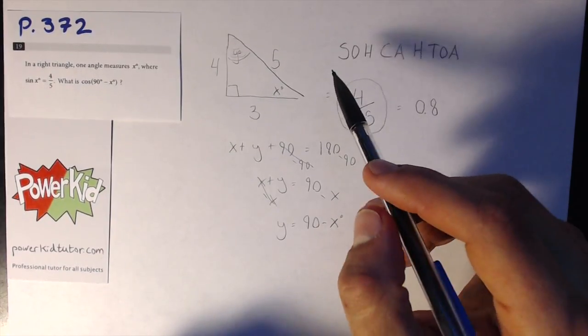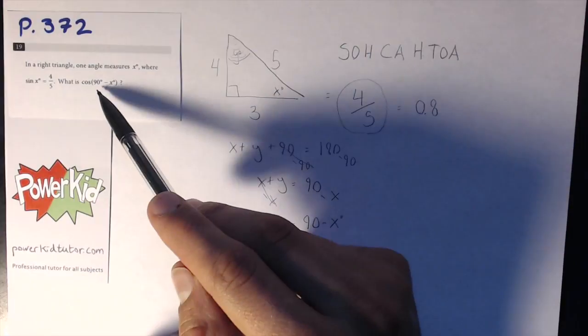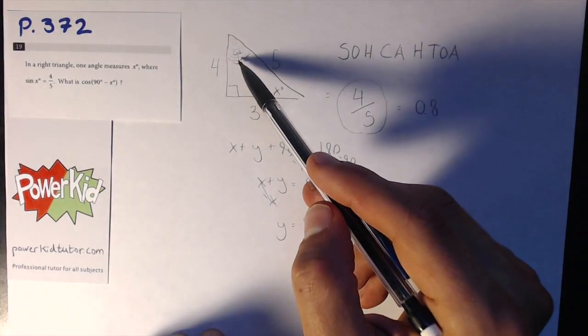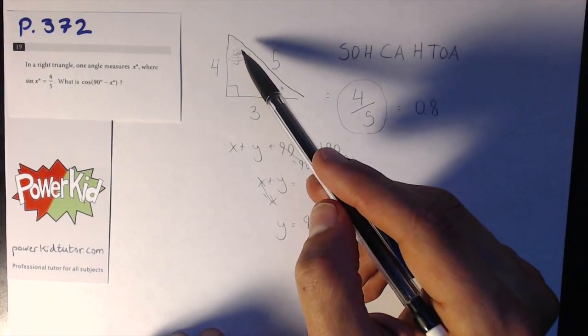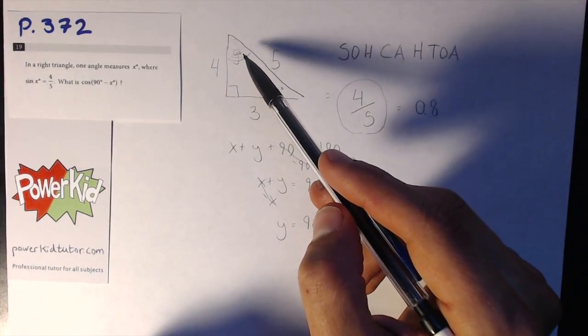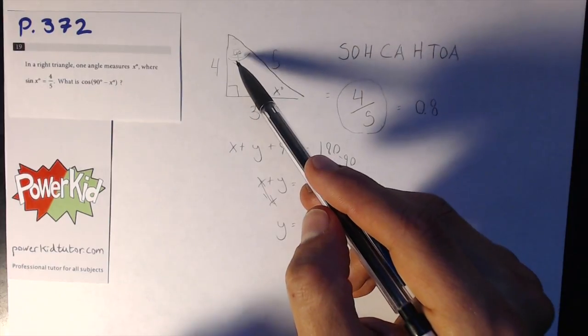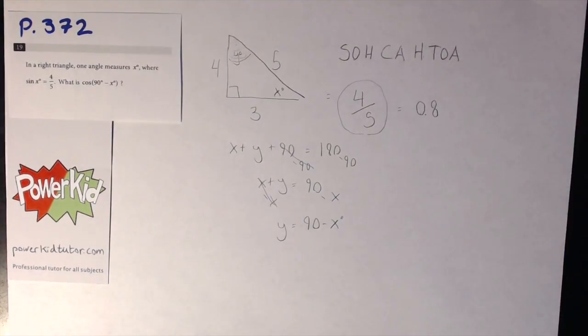Before we go, I want to let you know that this fact, that 90 minus x is just the other angle in a right triangle, this is not the last time that you will see it. This shows up other times on the SAT. So feel free to memorize this. You might be able to pick up a freebie point at some point.